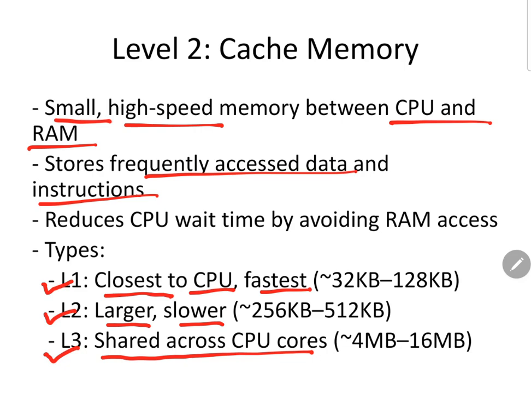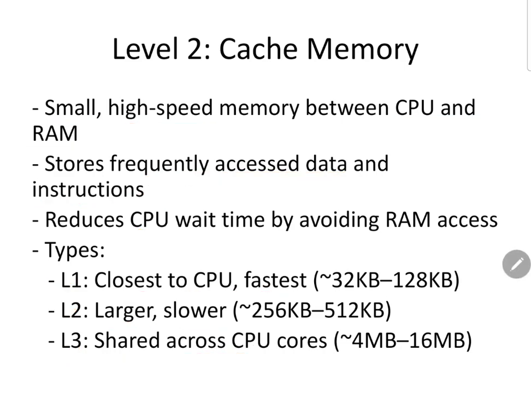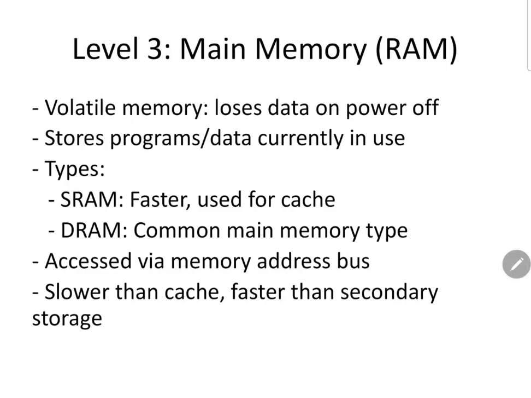So this cache memory, as you might be aware, is where frequently accessed data can be stored. That means it reduces the CPU wait time, because usually if we bring the data from the main memory or a secondary memory, it will take time. So for reducing the CPU wait time, we have cache memory. Then next we have main memory.